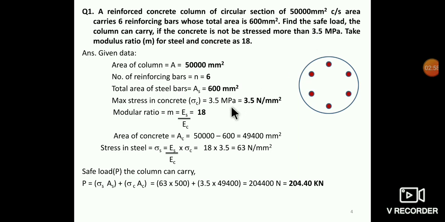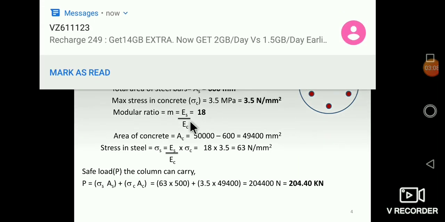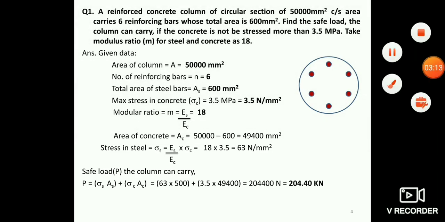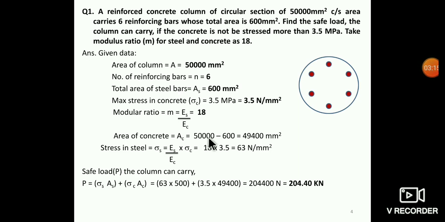As you know, megapascal means Newton per mm square, and modular ratio m, which is Es upon Ec, is equal to 18. Now why is it written as Es upon Ec? Because the RCC column is composed of steel and concrete. So the ratio of the two materials' Young's modulus is Es upon Ec, which is given as 18.